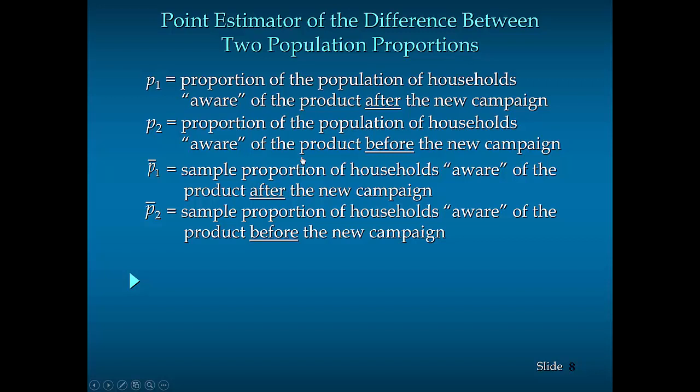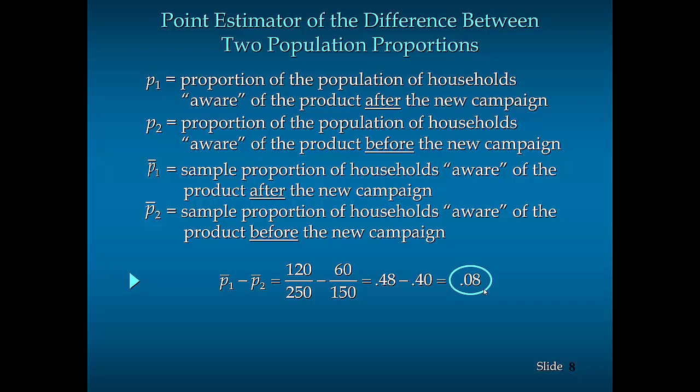Alright, so we know that 120 households were aware after the campaign out of the 250 that we called, so that's 0.48. And then before it was 60 out of 150, 0.4, so we get a point estimate of 0.08, so 8%. We've raised the awareness by 8%. So the marketing consulting group that you got to do the campaign will say, look how good we did. So now the question is, is it statistically significantly better?